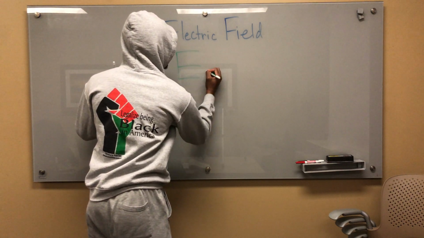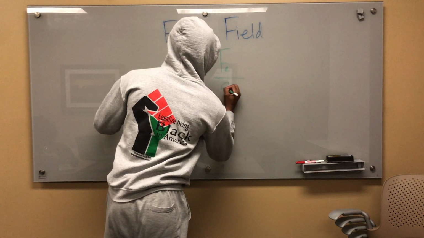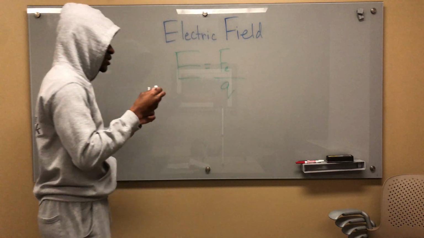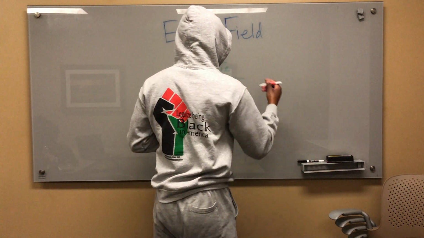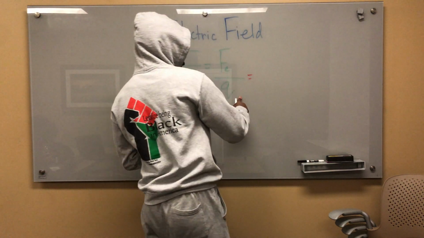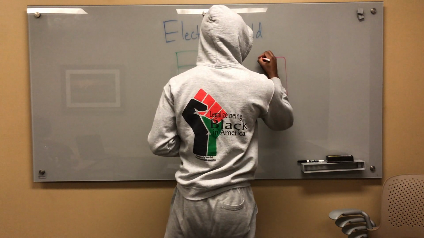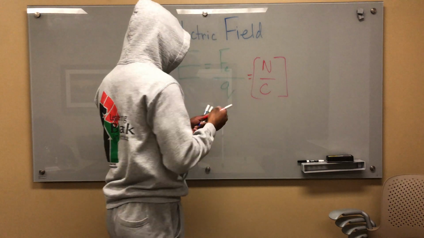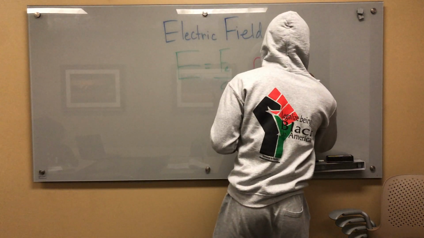E denotes our electric field, and this is going to be our force over charge. And of course this is going to be electrostatic force. This is going to have units of newtons per coulomb because it's force over charge, right? But there's something I want to point out. Electric field has another formula that we can use, and this formula is given by.